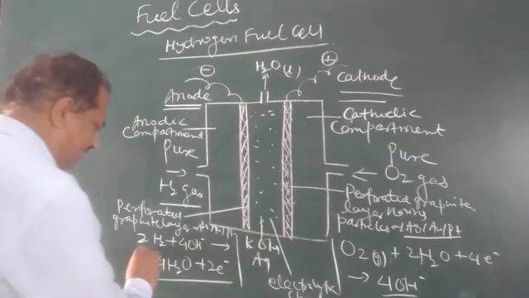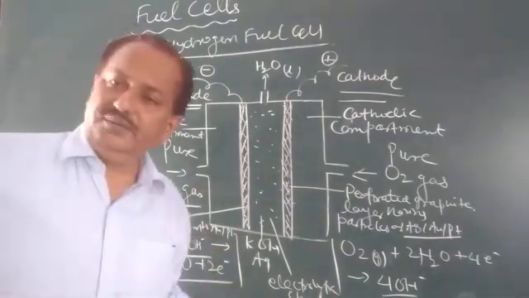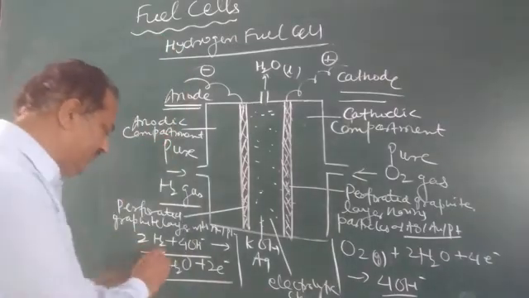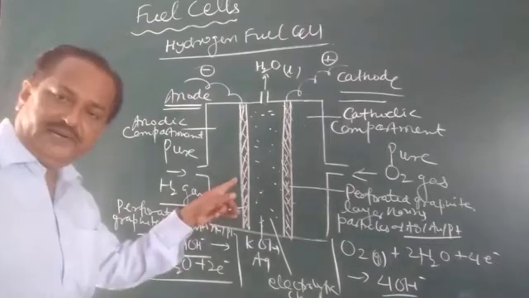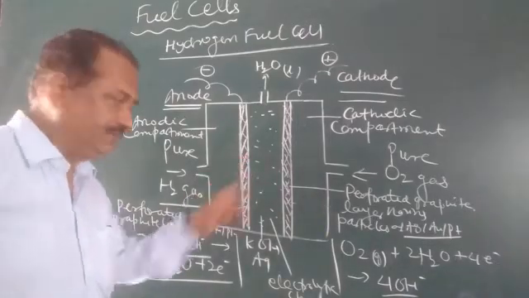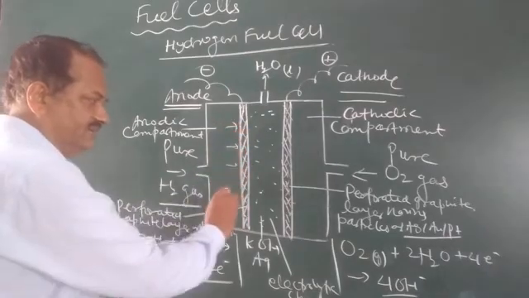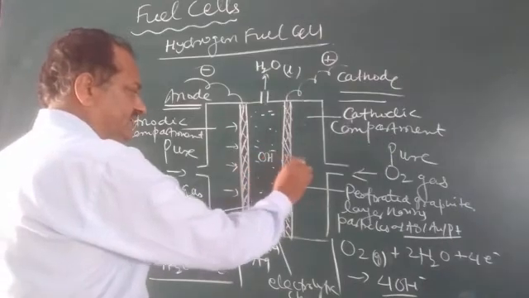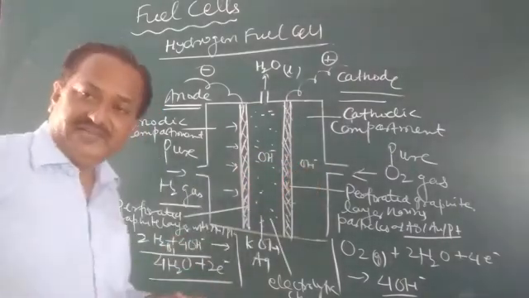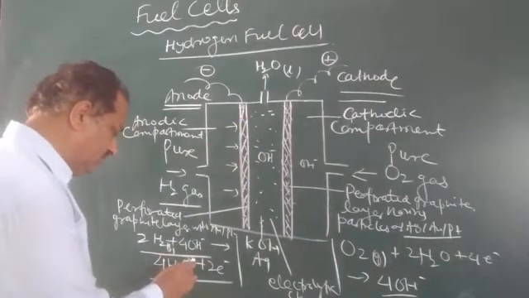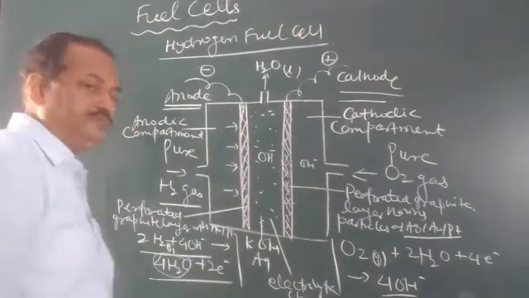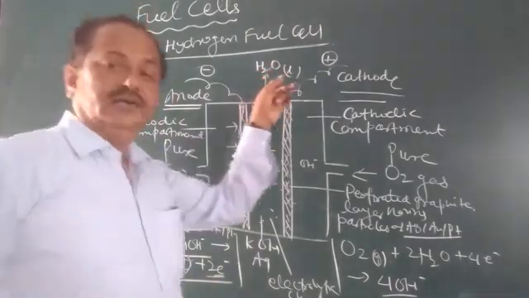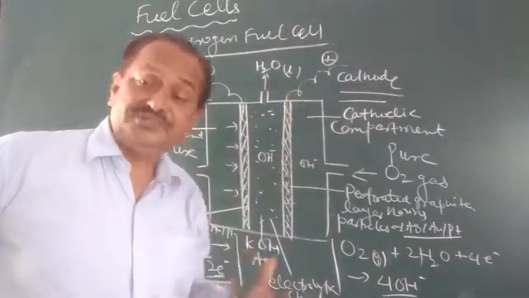Now see the reaction. At the anode, what happens? There is always oxidation, that is loss of electrons. The hydrogen gas is bubbled through the anodic compartment, and the gas perforates and diffuses. And here the OH- ions are present, and there is a reaction. There is formation of water molecules, and as a result electrons are produced. Water is produced as a byproduct.